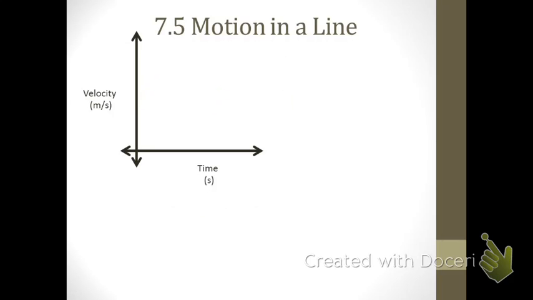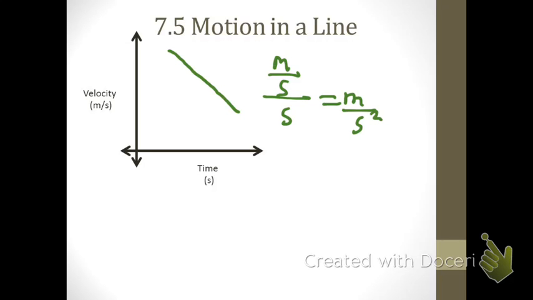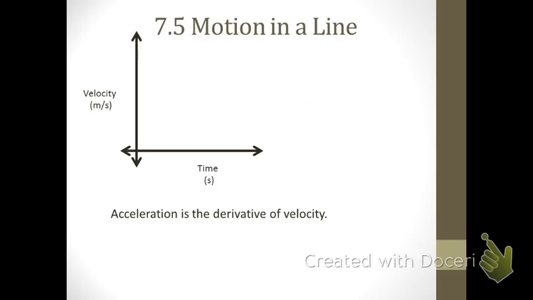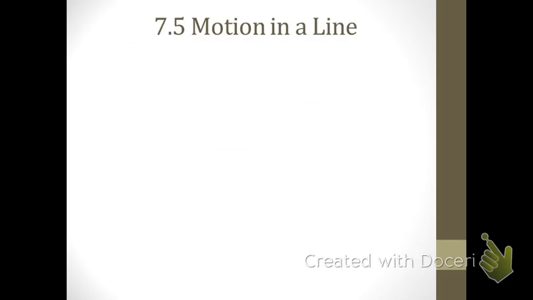I've got a velocity graph right here. And if we were to try to find the slope or the rate of change in this velocity graph, the units would be measured in meters per second per second, which is the same thing as meters per second squared. And we determined that when something is measured in meters per second squared, it's an acceleration. So just as velocity is a derivative of displacement, it turns out that acceleration is a derivative of velocity. And so here's the chain of thought that we need to have in mind as we analyze the motion of a particle in a line.